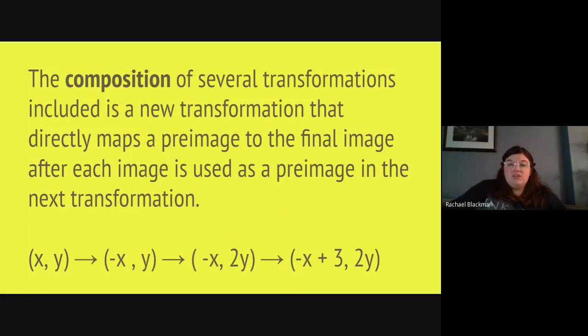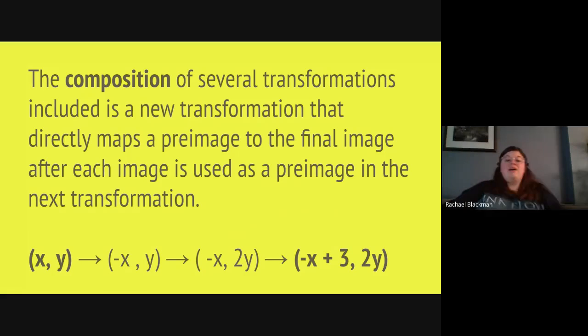So a composition of transformations is all going to do is take that original pre-image, (x, y), and map it directly to our final image point, which was (-x + 3, 2y). After all of those transformations happened, the reflection, the stretch, and the translation, we just have going from (x, y) to (-x + 3, 2y). So that's an example of composition of transformations.